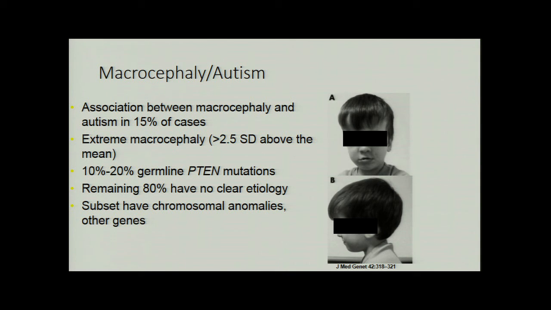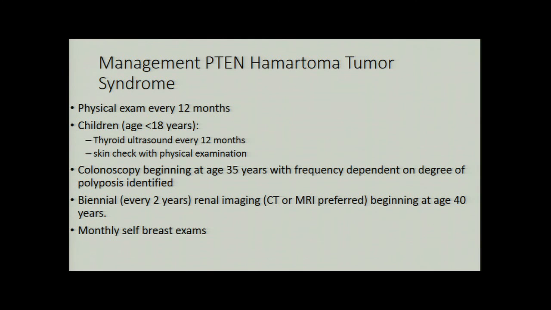actually do appropriate screening. And some of these children, only 20% will have PTEN mutations, and we're finding more and more new cases in which these autism macrocephaly cases have mutations in other genes that also cause predisposition to other tumors. So many of these patients still have genes that are yet to be found.